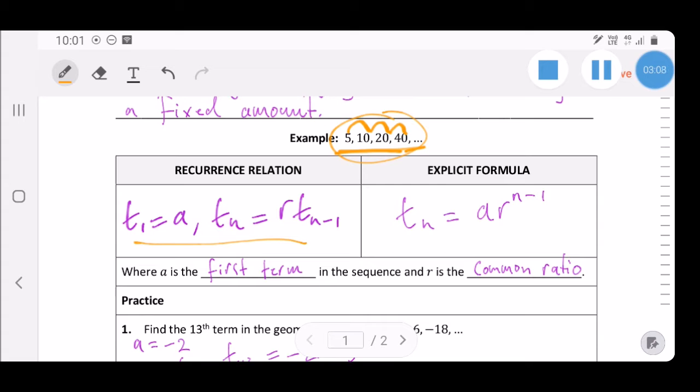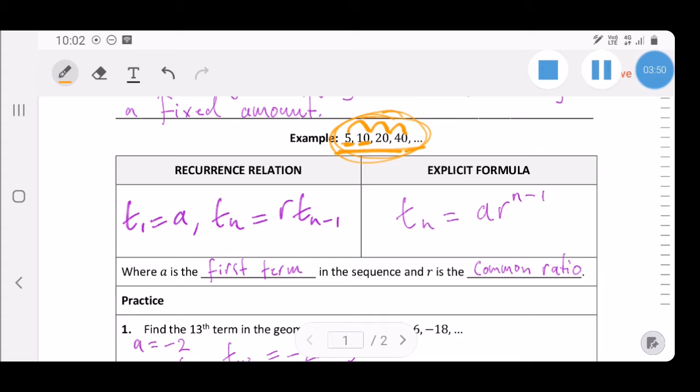And then we need Tn in terms of the previous term, Tn minus 1. So what this is saying is that the next term, Tn, equals the previous term multiplied by some common ratio r. And if we look at our example up here, we can see that that is the case. Tn, let's say this term here, is equal to the previous term, Tn minus 1, multiplied by a common ratio, which is 2 in this case. 5 times 2 equals 10.